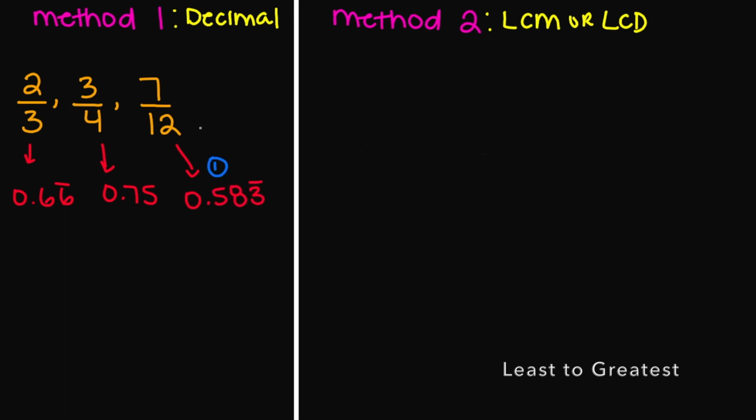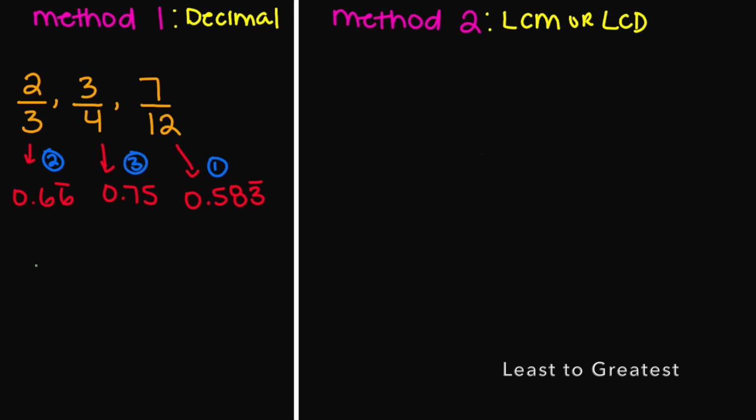So if I compare my decimals, we know first my decimal here is going to be first. That's the smallest one. And then next is going to be this decimal here, my 0.6 repeating. And then the last, greatest one is going to be the 0.75.